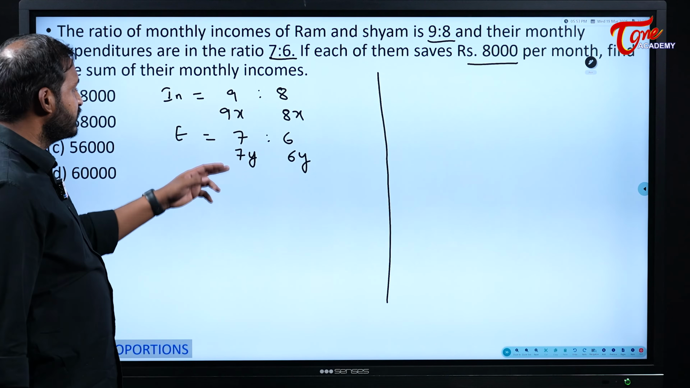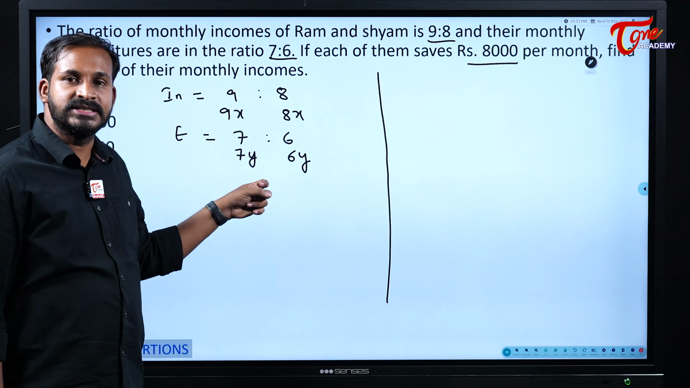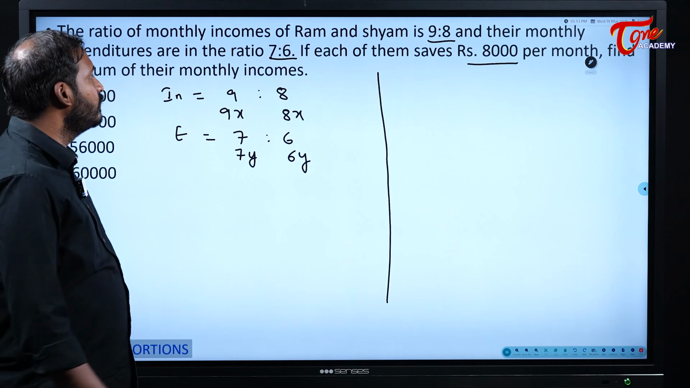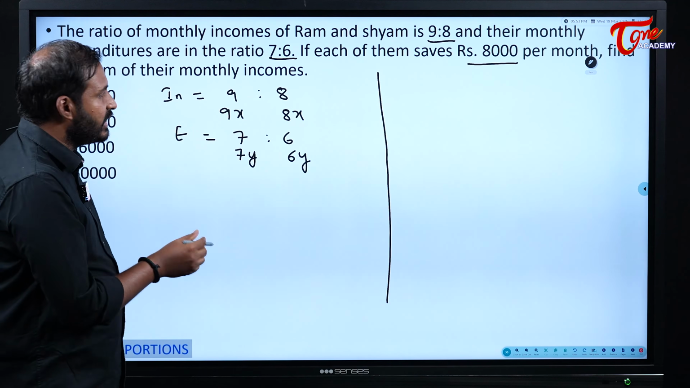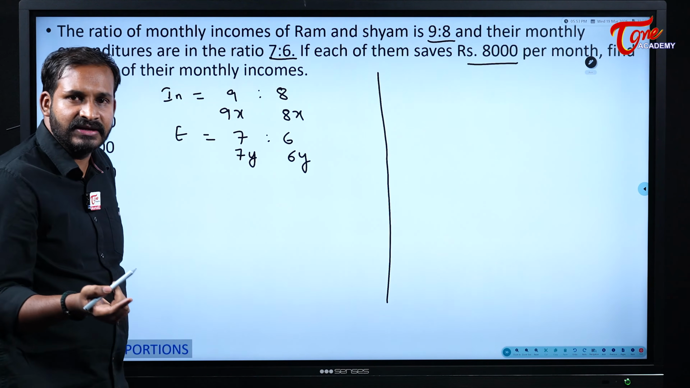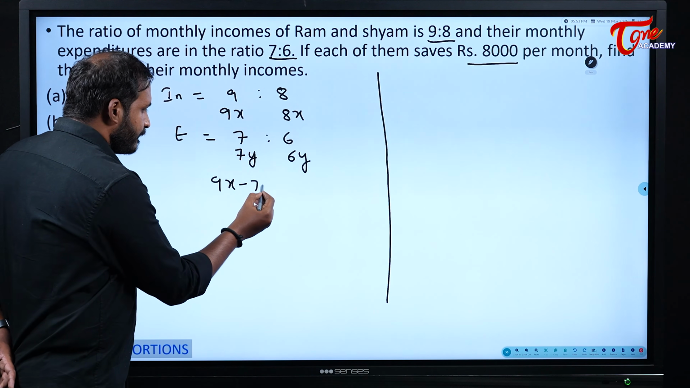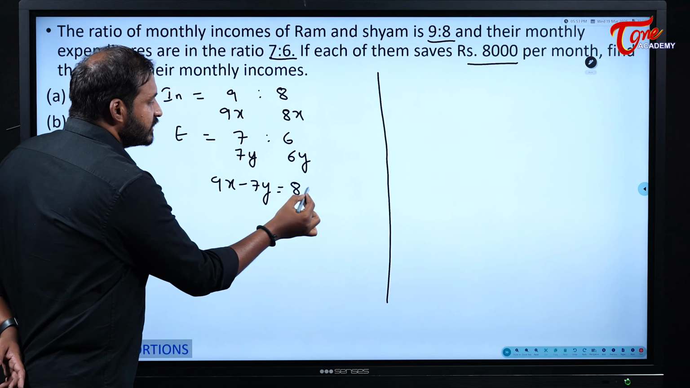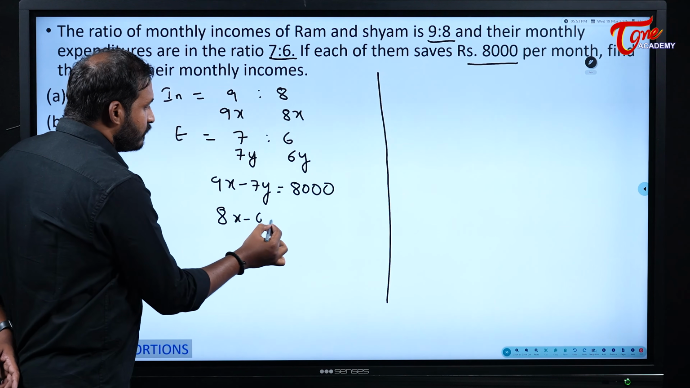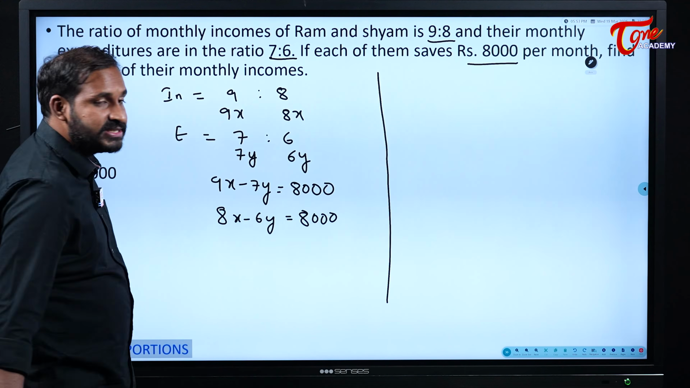Don't write 7x and 6x once again. That is completely wrong. Why? Because this is one component and this is another component. You cannot take both the same things. Now, they are telling that each saves 8,000. That means income minus expenditure is savings. So, 9x minus 7y is equal to 8,000. And similarly, 8x minus 6y is equal to 8,000, because both are saving the same amount, that is 8,000.